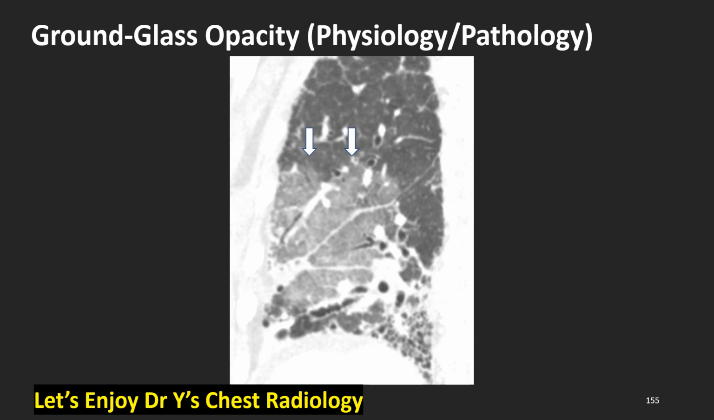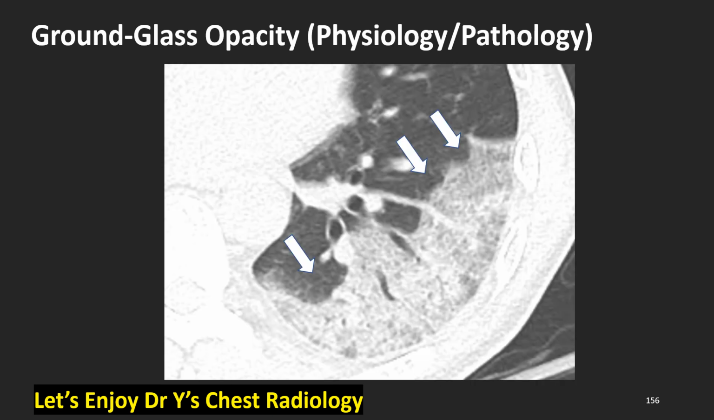Ground glass opacity, physiology, pathology. Arrows indicate ground glass opacity in the IPF patient. Ground glass opacity. Arrows indicate ground glass opacity of an alveolar pneumonia patient.